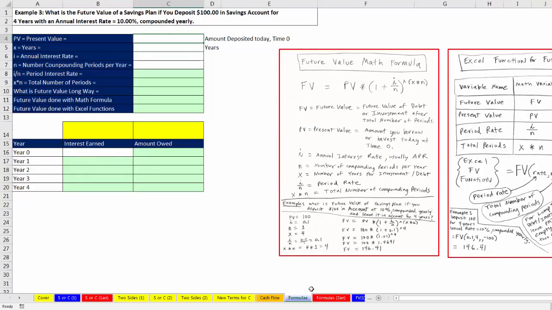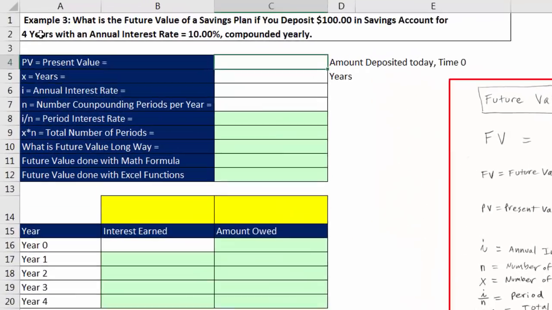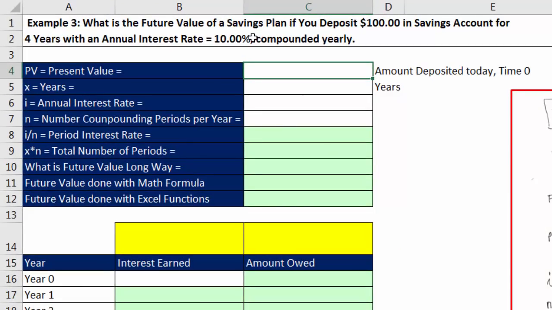Now I'm over here on the sheet formulas. And example number 3, what is the future value of a savings plan if you deposit $100 in a savings account for 4 years with an annual interest rate of 10% compounded yearly? Well, here's our variables. Present value, that's the amount that we put in the savings account. So at time 0, $100 is what we put into the account. X, that's years. Looks like 4 years, so I'm going to put a 4 and enter. Annual interest rate, 10%. I'm simply going to type 0.1 and enter.